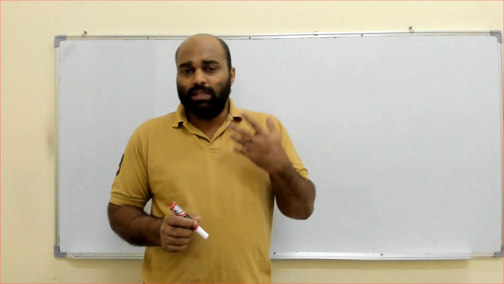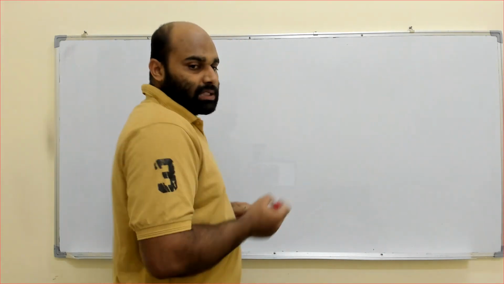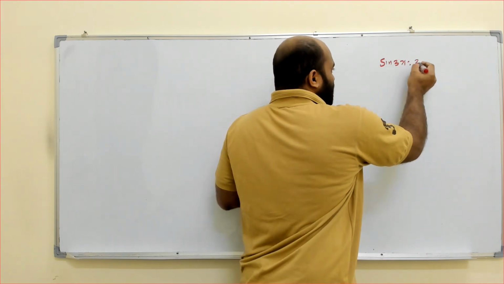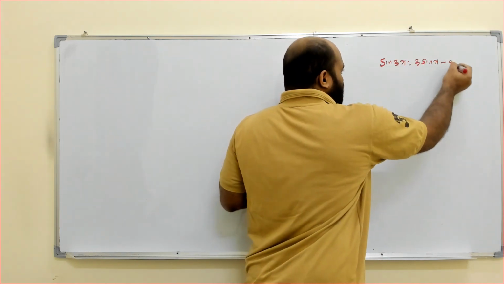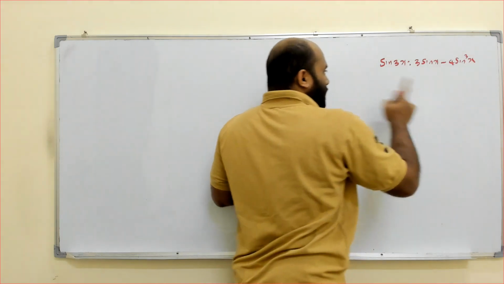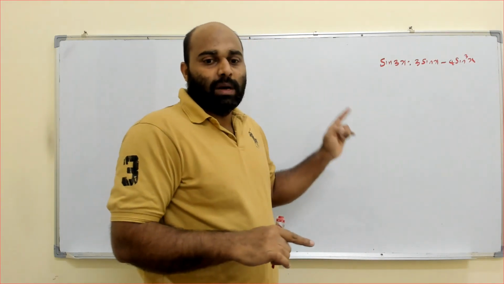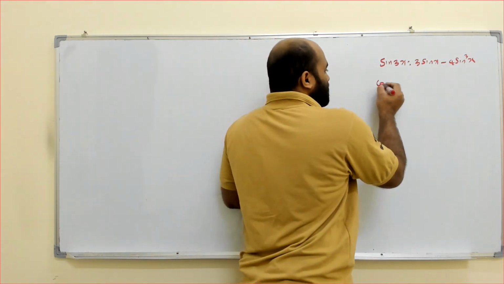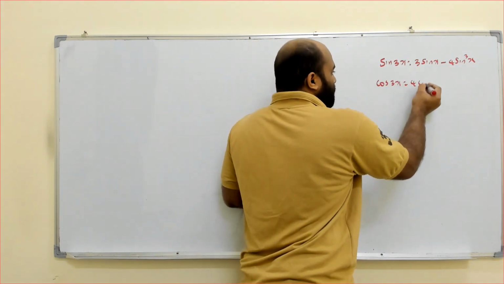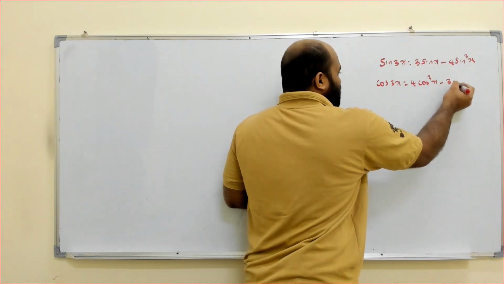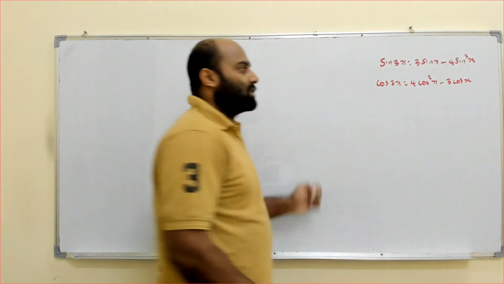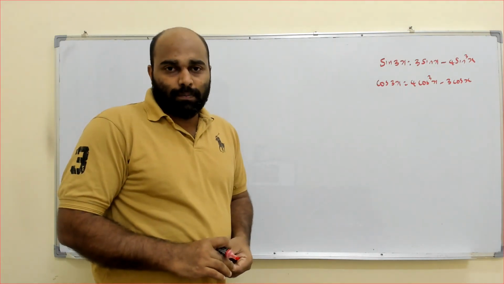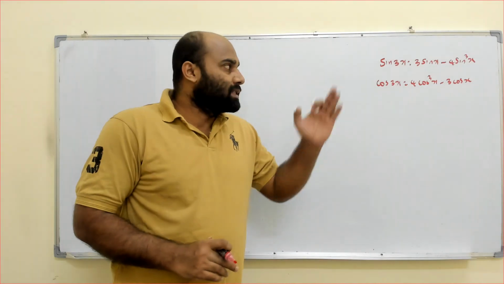First of all, what is sin 3x? Everybody knows what is sin 3x. Sin 3x is 3 sin x minus 4 sin cube x. Sometimes in your school exam, they can ask the proof. I'll explain that also. What is cos 3x? Cos 3x is 4 cos cube x minus 3 cos x. Now sometimes they can ask the proof of this one. How can we prove it? Prove that sin 3x is equal to this one.